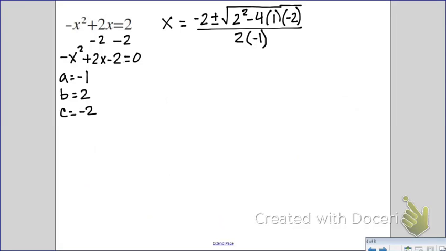Alright, time to start solving this. Simplify what we can do. So we still have the -2 plus or minus. Underneath the square root sign, now I have 4 plus eight.